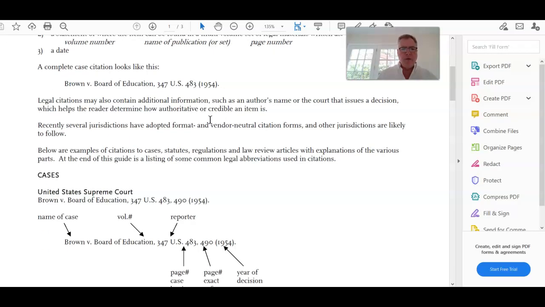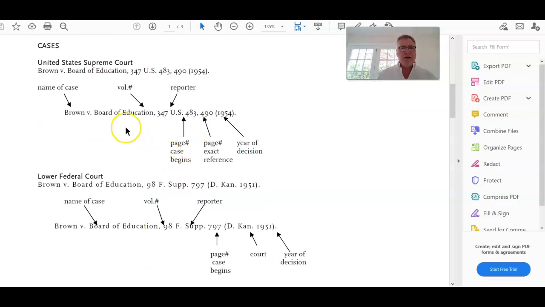Okay, we move down here, and here, Brown versus Board of Education, they've got it all charted out like I just talked to you about. The important thing to know about this second cite is that after 483, which is where the case begins, we have the notation 490. 490 means that the person who wrote this citation would like us to turn to page 490 of Brown versus Board of Education. That's called a pinpoint citation.